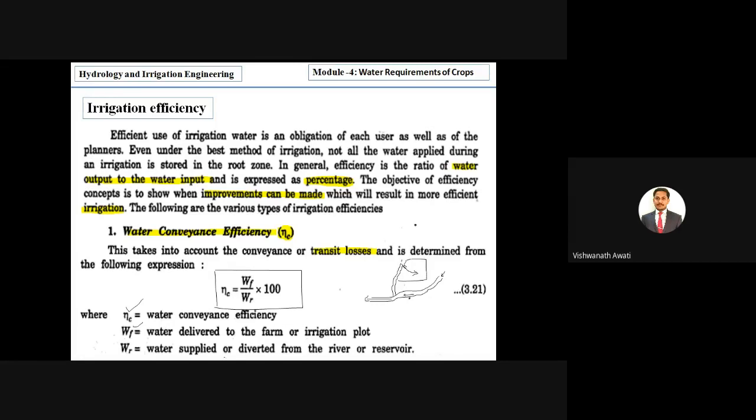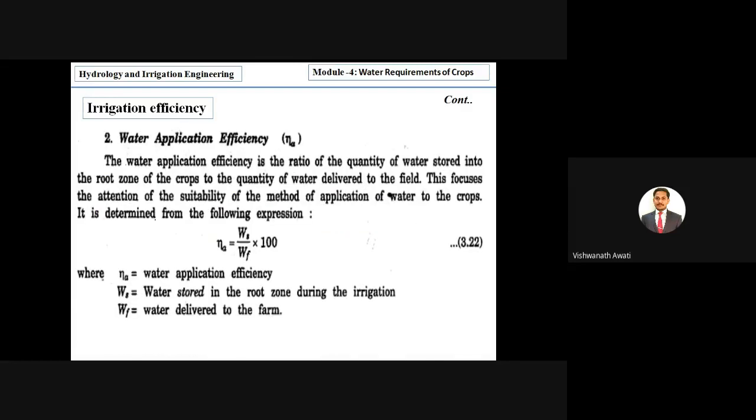WR is water supplied or diverted from the river, meaning how much water is supplied from the river and how much of it reaches the farmland. It is how much water is supplied from the stream, and how much water reaches the agricultural farmland. In between, losses are calculated, and from this the efficiency is calculated. That efficiency is called water conveyance efficiency, right? Okay. Then we'll go for water application efficiency.